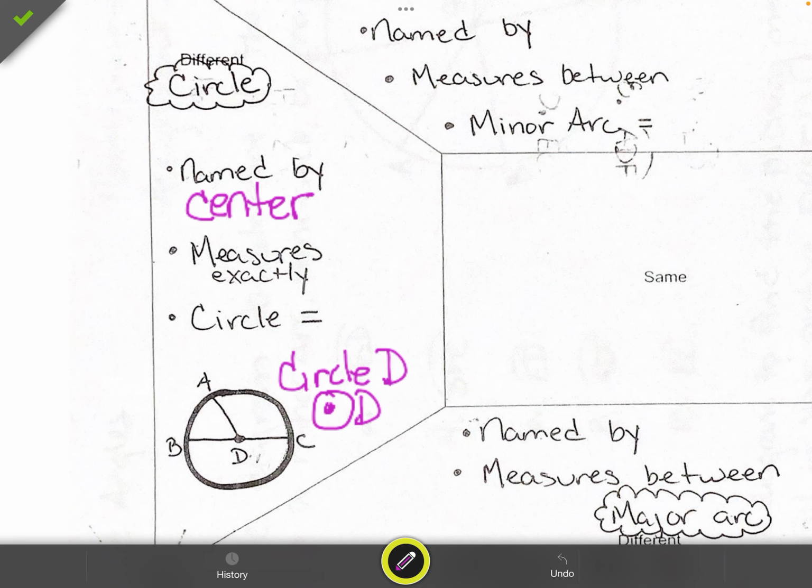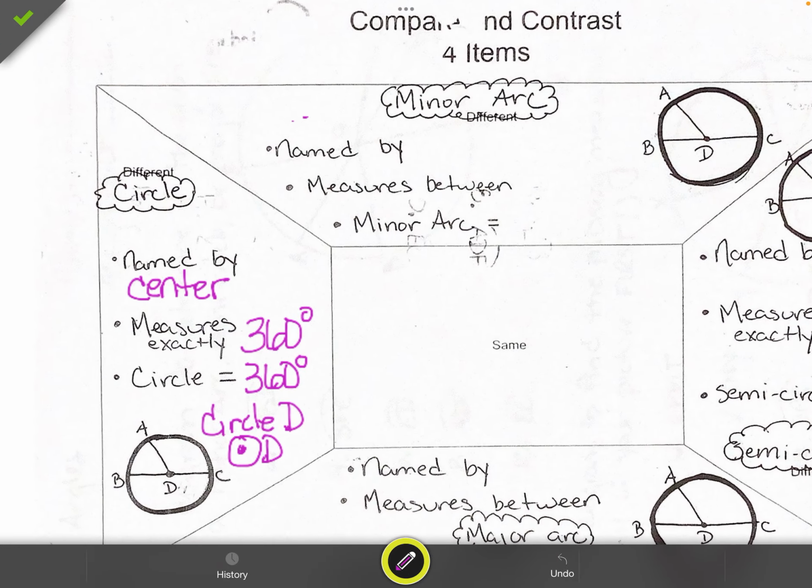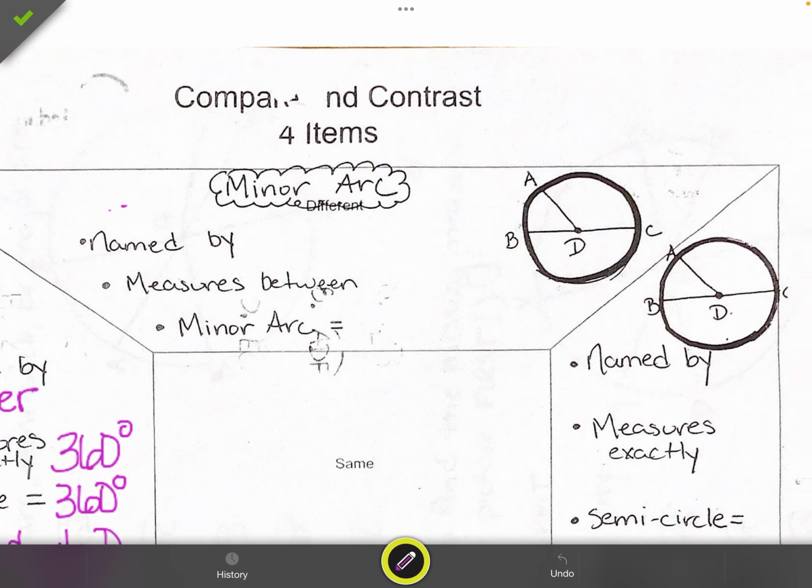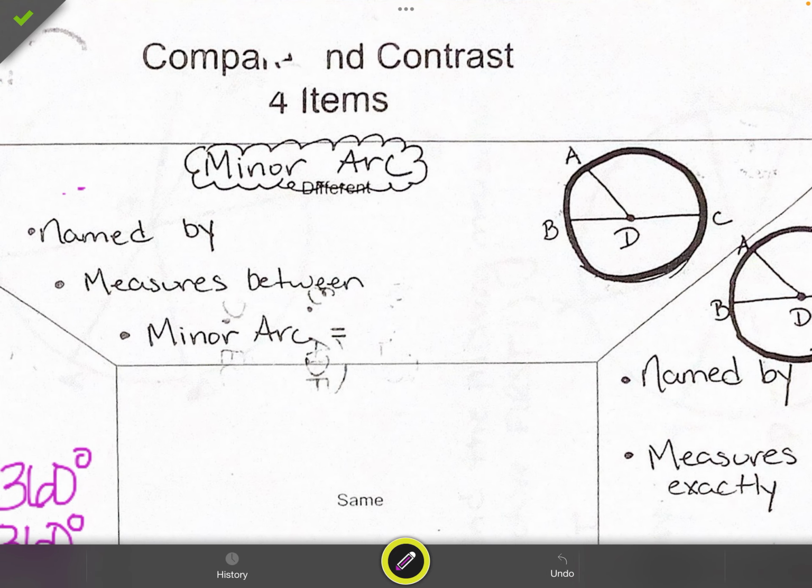Now, a circle measures exactly 360 degrees. Okay, so to find the measure of a circle, there's nothing extra to do. It's just 360. So that's from the other day when we looked at just the basic circle vocab. So let's look at the new stuff today: minor arc, semicircle, and major arc.